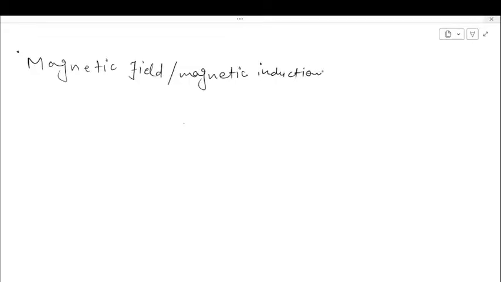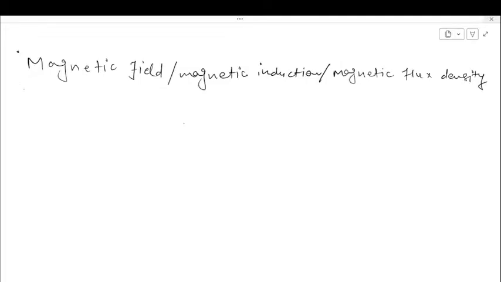We can say that the magnetic field is also known as magnetic induction. We can also call it the magnetic flux density. If a question asks about the magnetic field, magnetic induction, or magnetic flux density, all are the same.